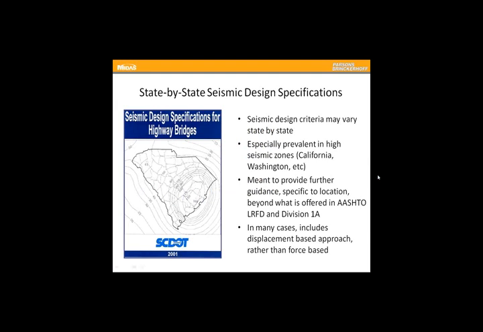Okay, now state-by-state seismic provisions may also vary. Some states have their own seismic provisions. What I have shown here is the South Carolina DOT seismic design spec for highway bridges. You'll see this especially in high seismic zones: Caltrans, California, Washington State. A lot of those West Coast states will generally have their own provisions as sort of a caveat or an addition to what's offered in the AASHTO LRFD. This is just meant to provide further guidance beyond what's offered.